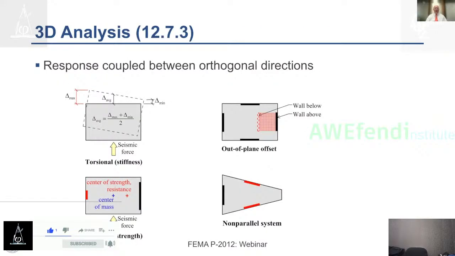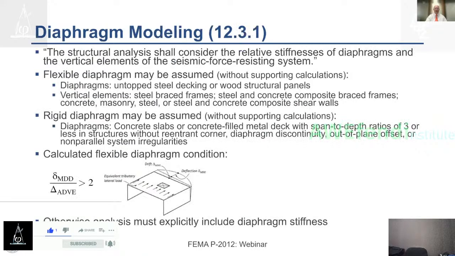ASCE 7-22 identifies where three-dimensional analysis is required. And the big idea is if in plan you could get coupling in the two directions, then you need to consider a 3D analysis or else you'll miss that coupling. So that's true for torsional systems, out-of-plane offsets, and non-parallel systems. There are detailed requirements related to diaphragm modeling.